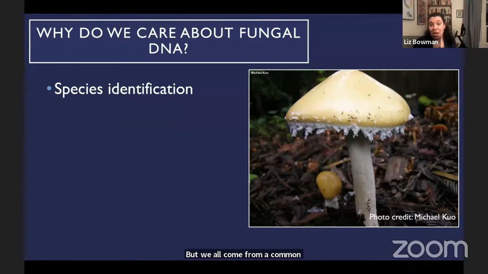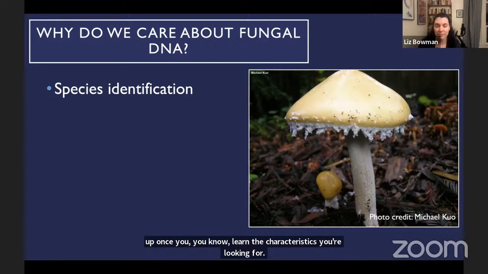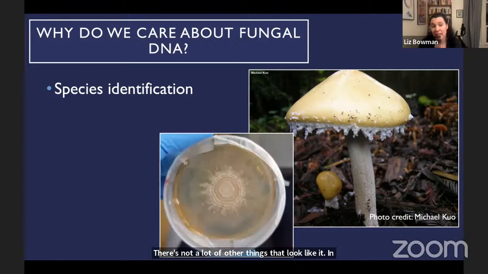So we use fungal DNA to help with species identification. This is especially important because some fungi, as I'm sure all of you have experience with, are hard to identify using just macroscopic characteristics. So that's what you're able to see with your visible eye. Some of them are really easy to do. If you see chicken of the woods, it's very hard to mess up once you learn the characteristics you're looking for. There's not a lot of other things that look like it in your area. But there's other things that are really hard to identify.